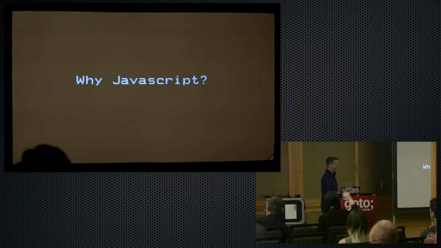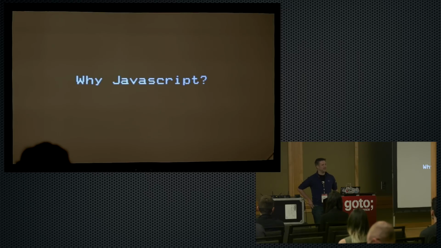Why JavaScript? Well, because it's fun. It really amuses me to take something which is as low level as the assembly code of a computer and emulate it in possibly the system the highest, furthest removed from it. But no, there's a real reason too.